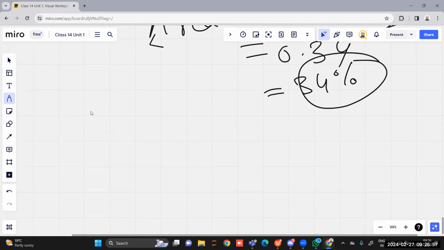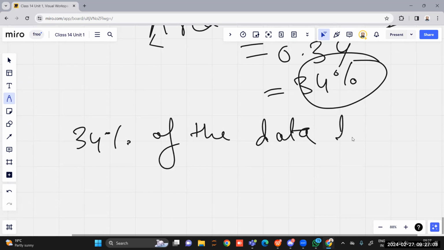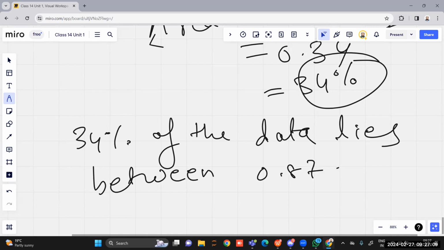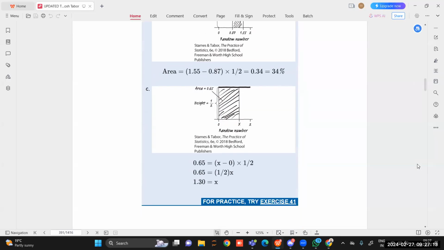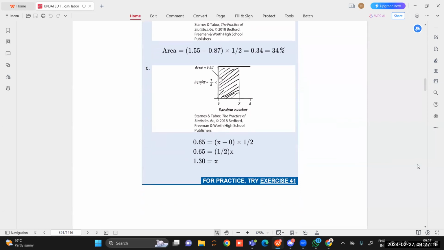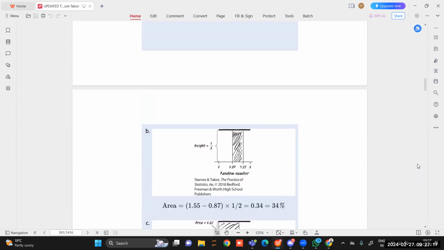I'll write the conclusion here. 34% of the data lies between 0.87 and 1.55. Did you get that? How to calculate that, Zaid? Yes. So next is the same sum, but we are calculating in reverse.